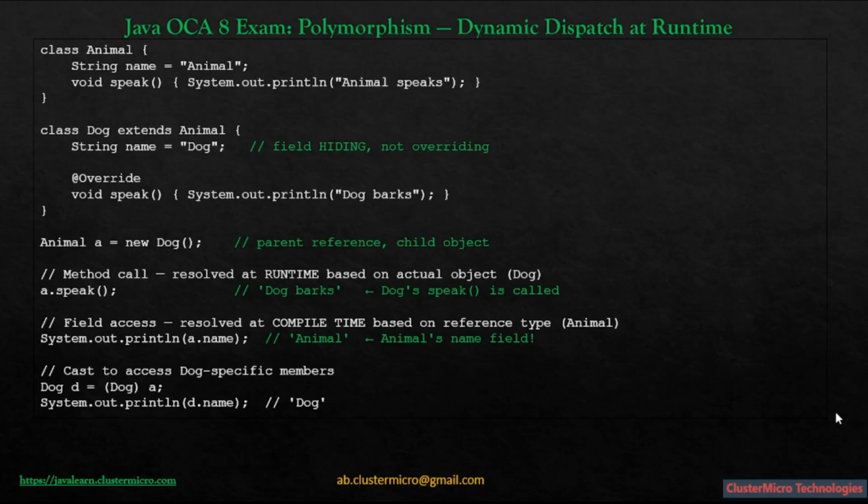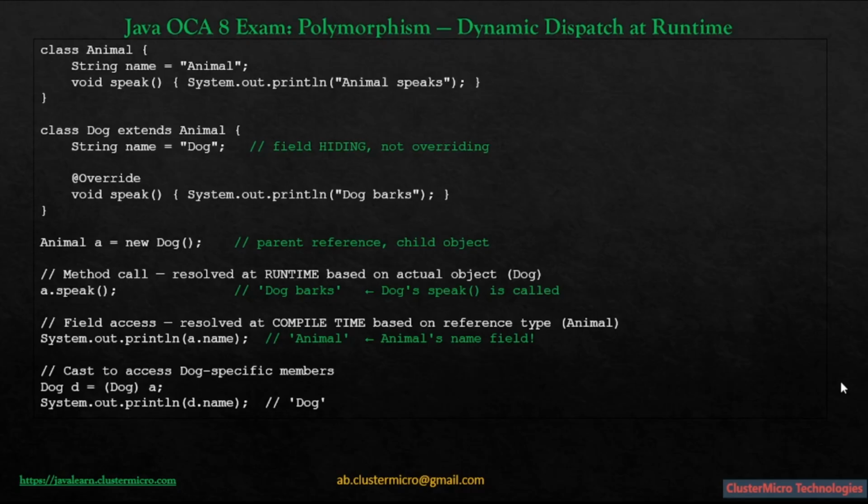If you see the code here, Animal a = new Dog(), this one line is the foundation of polymorphism in Java. The reference type is Animal, that is what the compiler sees. The actual object in memory is Dog, that is what Java sees at runtime. So hold both these facts in your head as we look at each access.